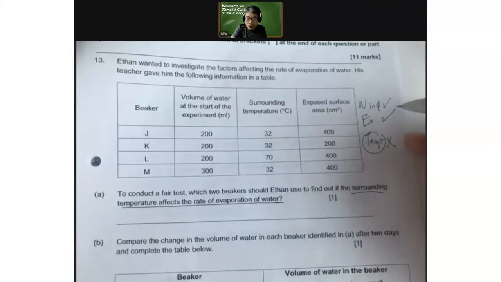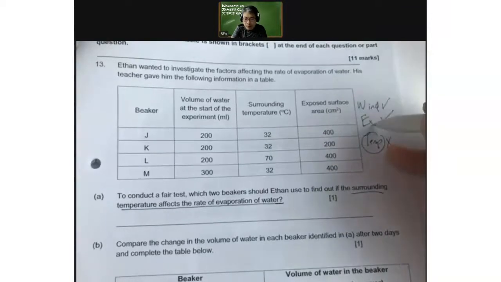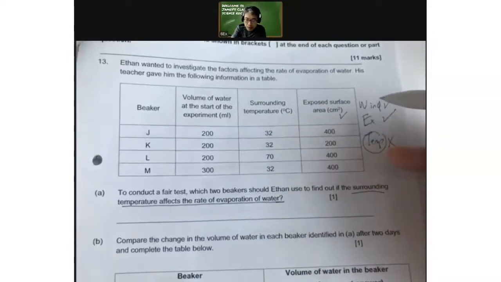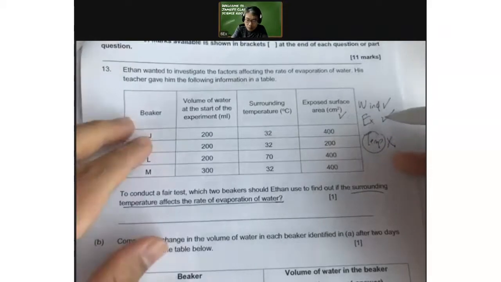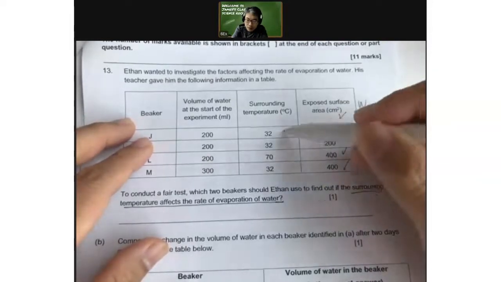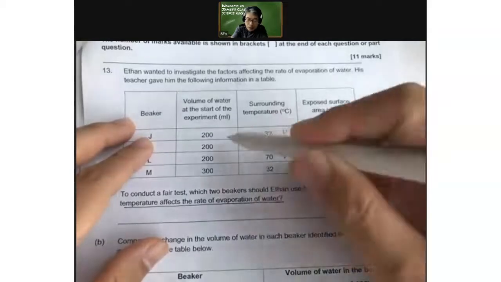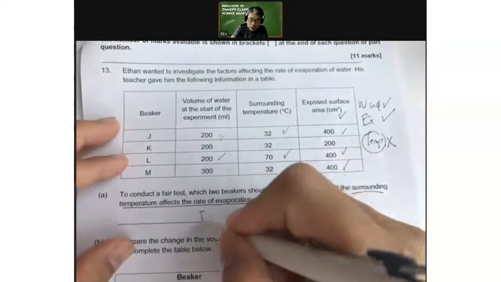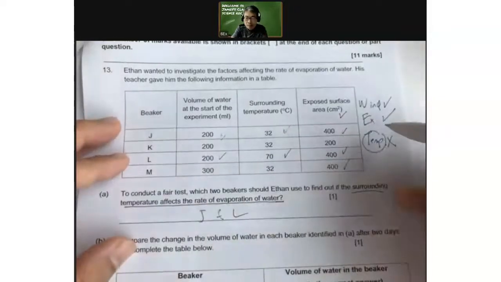So let's look at which of the 2 will be the same. I want wind and exposed surface area to be the same, and we know the volume must also be the same. So wind, exposed surface area, same. Now temperature must be different. These 2 are different. The volume of water is the same as well. So of course the answer is J and L.